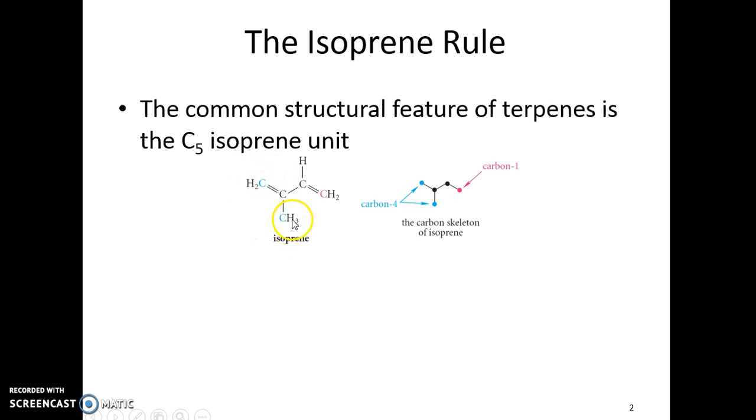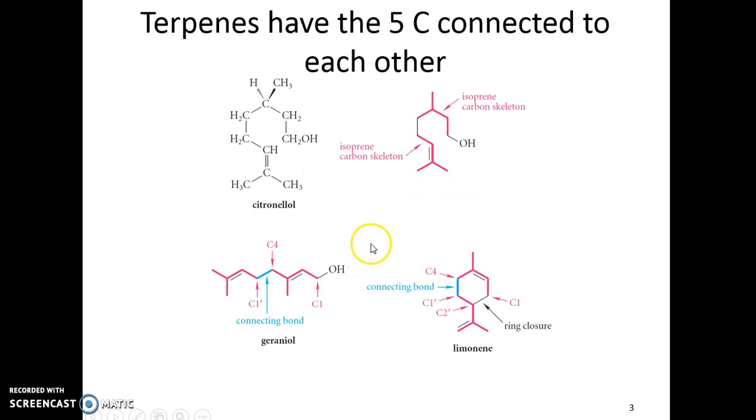We call this part the mouth. Looks kind of like a Pac-Man mouth right here. And then this part is called the tail. Every terpene has units of isoprene in it.